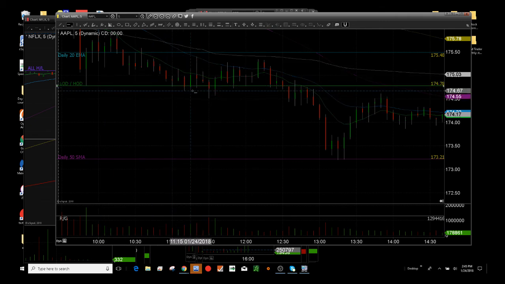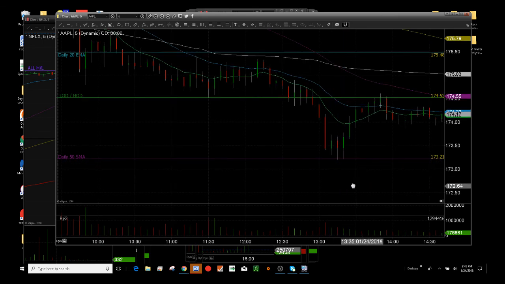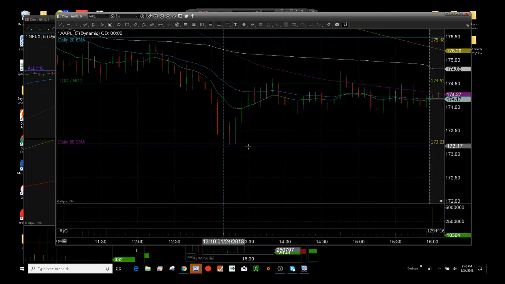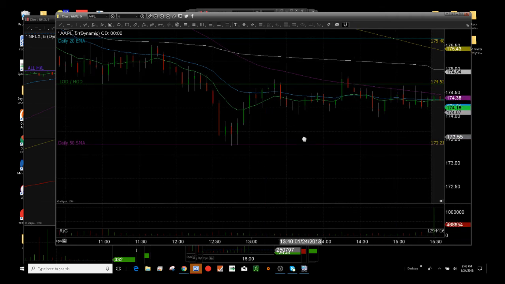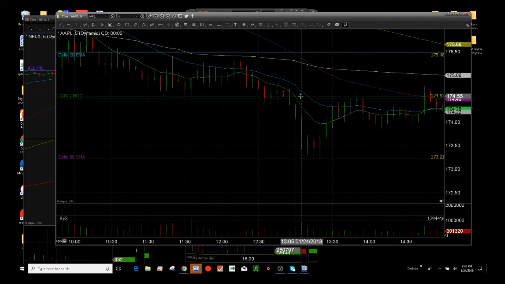Actually, let's see, this is the low of the day here. Once it broke through here, it had a good chance to get down to the 50 SMA, which it hit right to the penny and then bounced off. So that was a $1 window here. And as it broke through here, you could have a good risk versus reward.